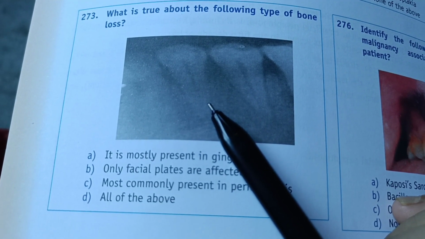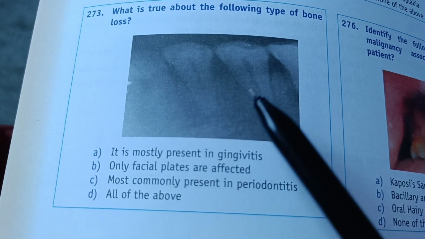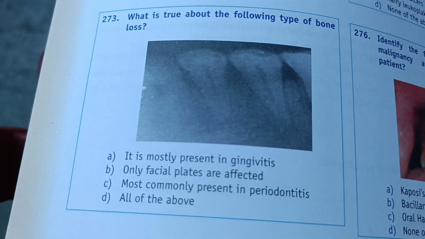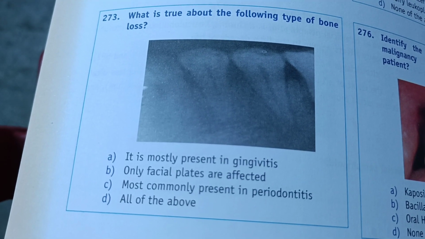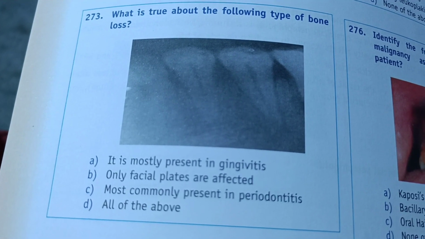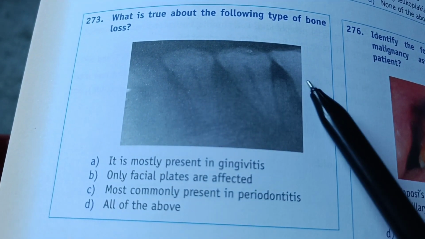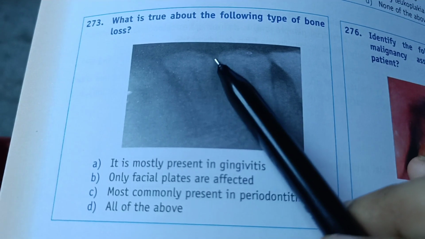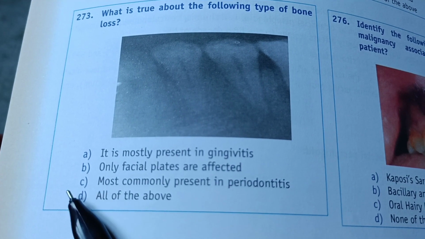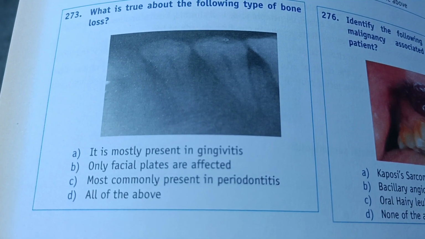So the radiographic image is of horizontal bone loss. We can see here there is horizontal bone loss. It is the most common pattern of bone loss in periodontal disease, and the bone is reduced in height but the bone margin remains approximately perpendicular to the tooth surface. Okay, so the interdental septa and facial and lingual plates are affected but not necessarily to an equal degree around the same tooth. So if you can remember this horizontal bone loss pattern, you can easily find this kind of bone loss in periodontitis and you can easily solve this question. So option C is the right answer, most commonly present in periodontitis.